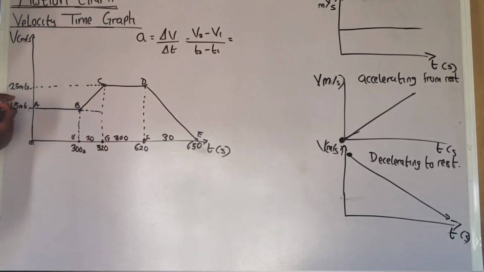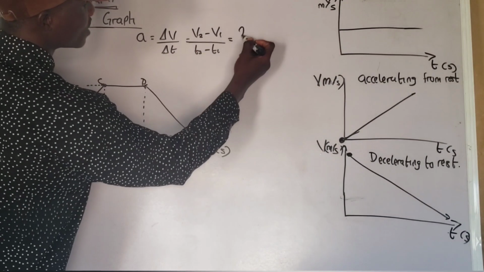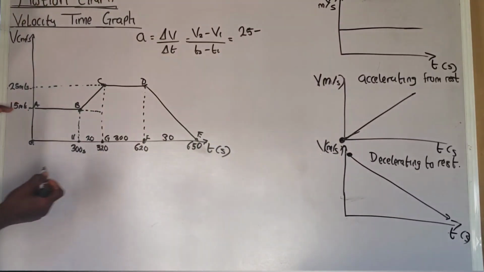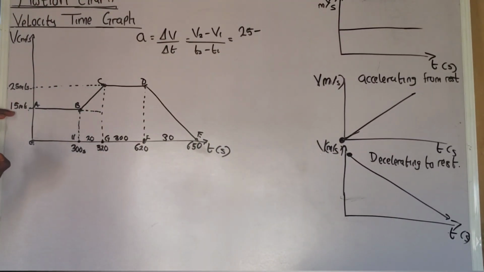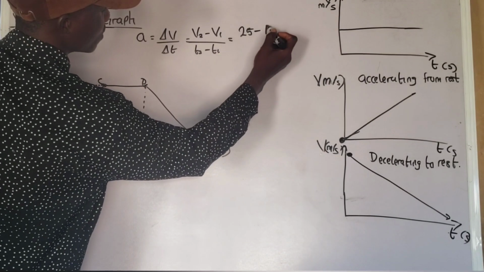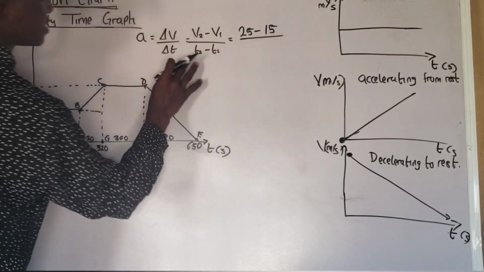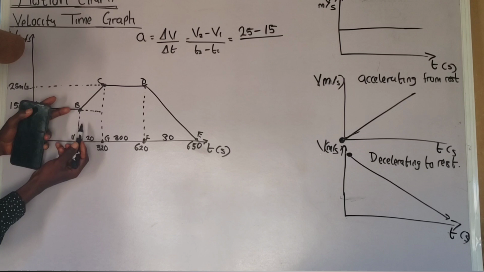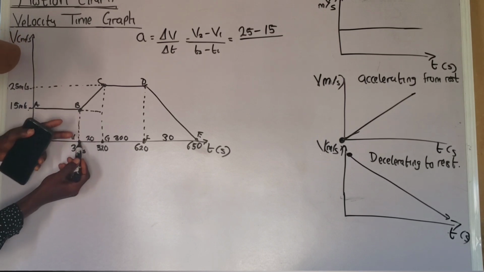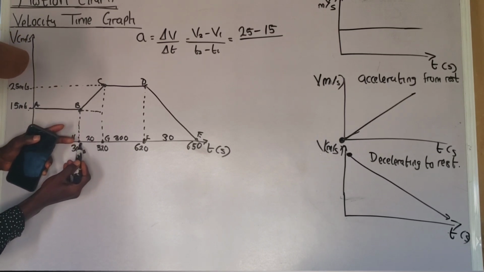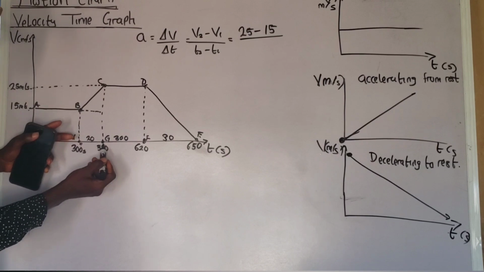Okay? Now, V2 minus V1. V2 is 25. So I'm going to have 25 minus V1. V1 now is what? 15. You understand? V1 now is 15 meters per second. 25 minus 15 all over T2 minus T1. Now, the time taken at that moment, the first time taken is what? 0. That will be 0. And the second time will be 20. You understand?